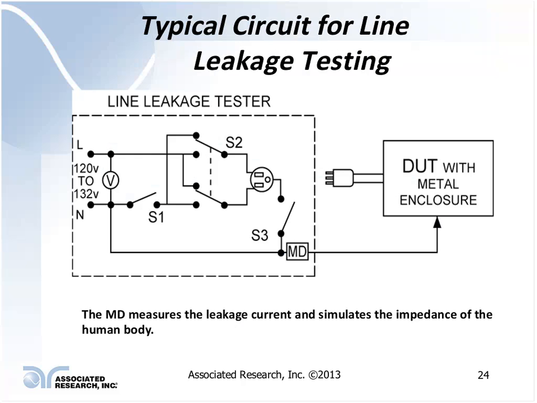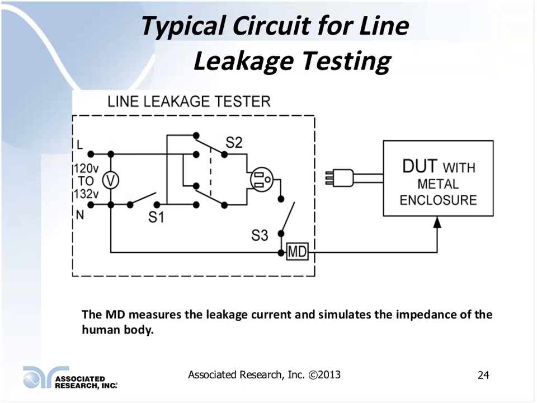Here's a circuit for doing a simple earth leakage test or an enclosure leakage test on a product. This is for a product that has a hot and a neutral conductor, let's say rated for 120 volts. So you have a line, a hot conductor, a neutral conductor, and in this particular case, a product that may have a ground conductor also.